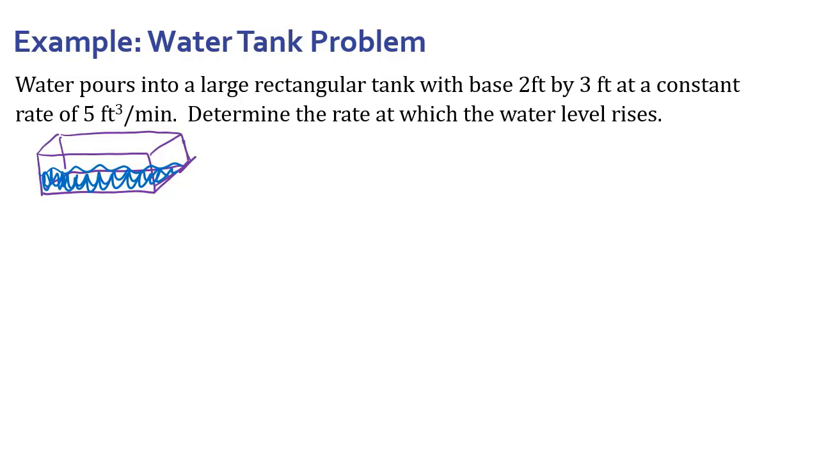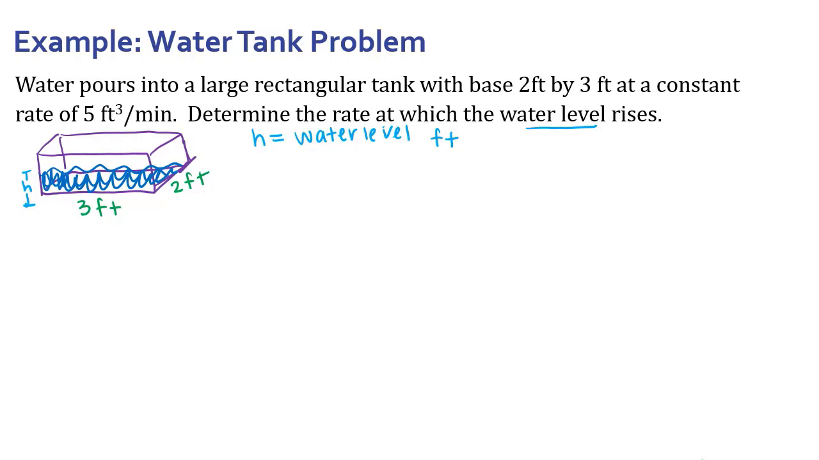So it's a rectangular tank with a base of 2 feet by 3 feet. So let's label those pieces. So I've got 2 feet, 3 feet. Okay, and we know that I'm looking for the water level. So let's call H this water level. Okay, so let's let H be the water level. So that's going to be in terms of feet. Okay, we know that the rate that the water is pouring in is 5 feet cubed per minute.